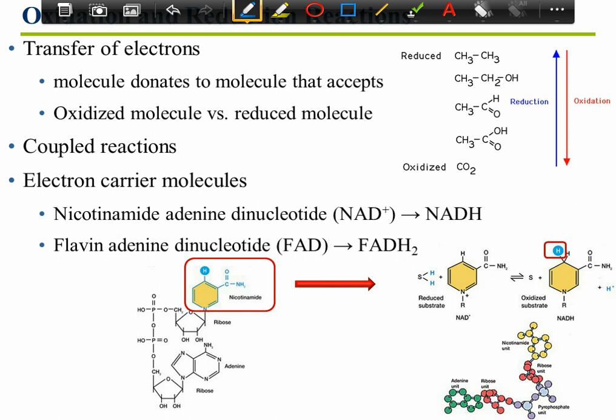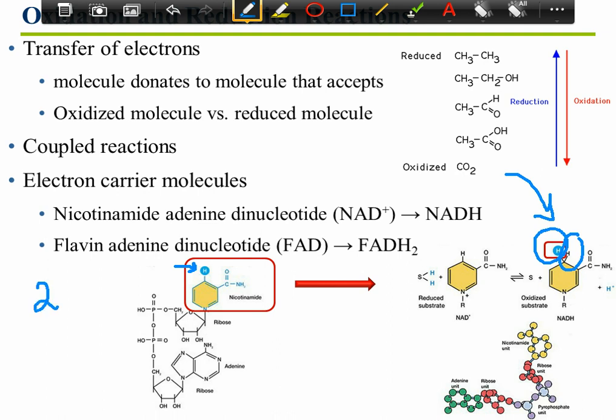Also, hydrogen goes along with the electrons, but NAD can only hold 1 hydrogen. So again, if you look right here, there's that extra hydrogen right there. It only had 1 right there. Now it has 2. Okay.